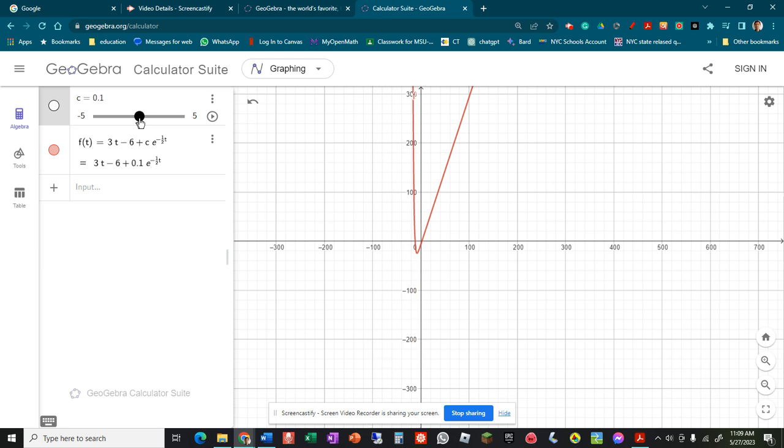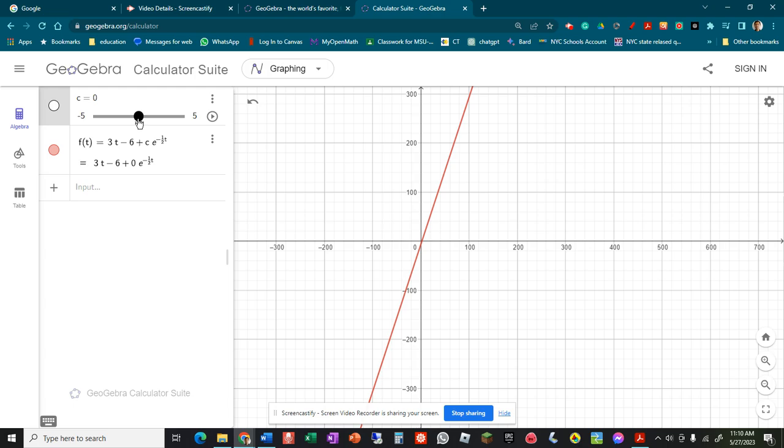there is something happening when c is 0. When c is 0, you can see it from here. When c is 0, this term is gone, and you end up with this function 3t minus 6. So when c is 0, if I replace c by 0, that is exactly this 3t minus 6. That's the equation of this line. Okay. And when c is less than 0, you get a different type of graph now. So c is 0, kind of a critical value.